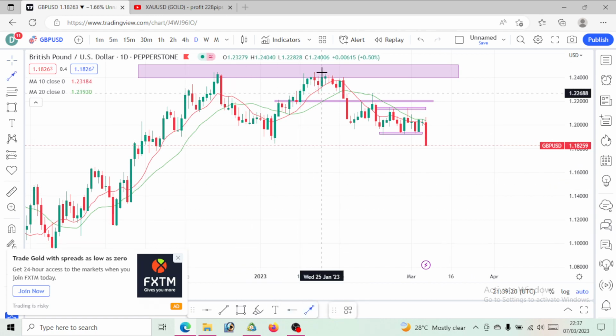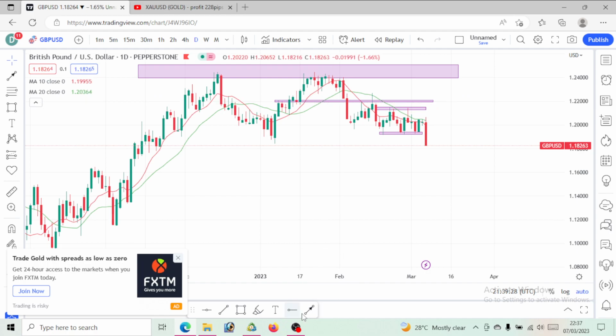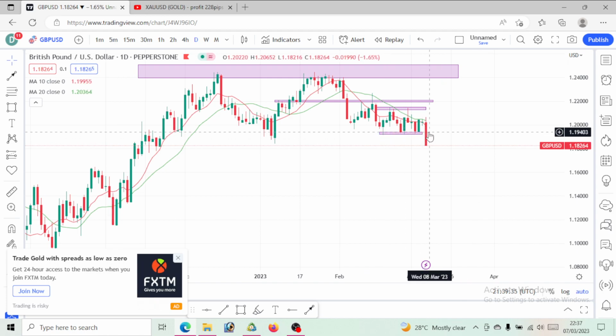So let's take a look at GBP USD. We can see the trend, a downtrend move. We all know before we take a trade, first we want to know the trend, and we clearly can see that this is a downtrend move. Lower lows and lower highs is exactly what's played out here. We can also see we are trading below our 10 period simple moving average, also our 20 period simple moving average.